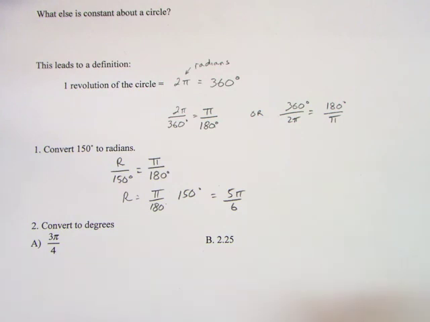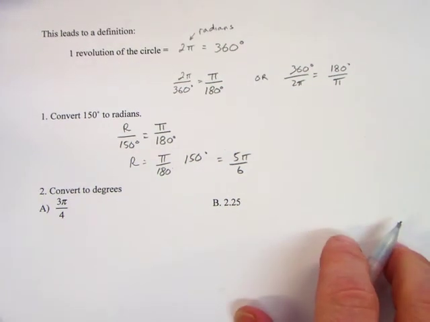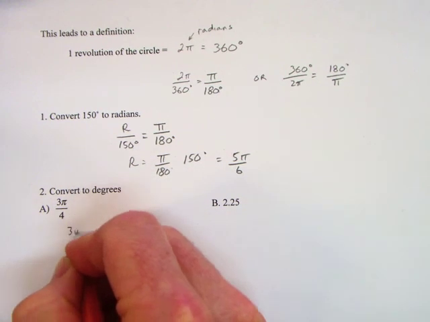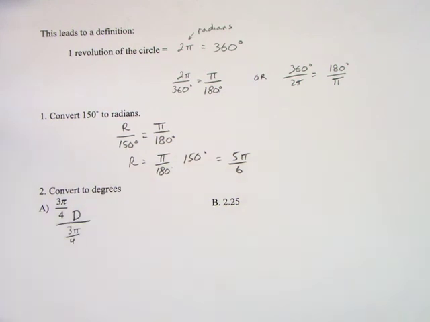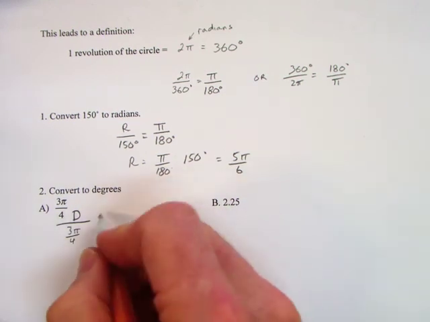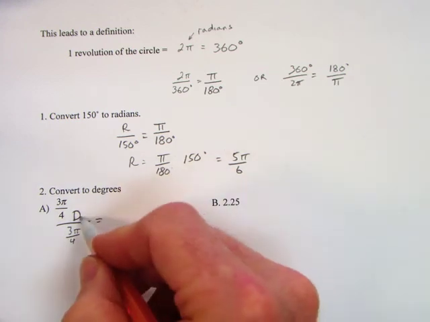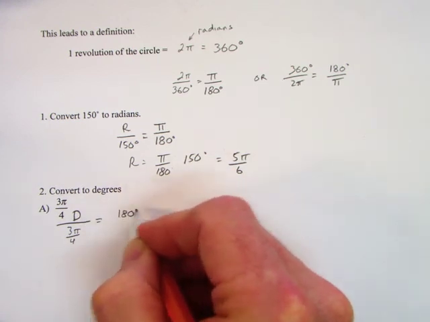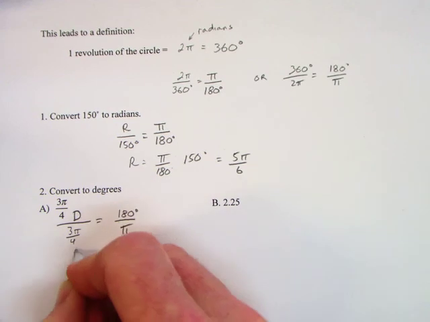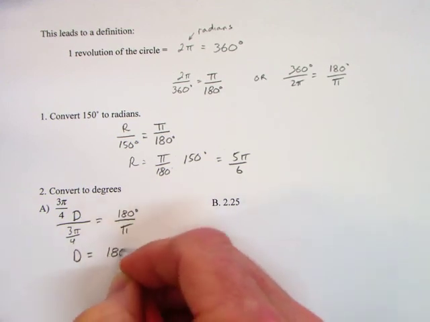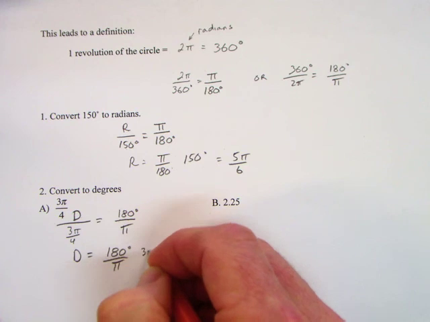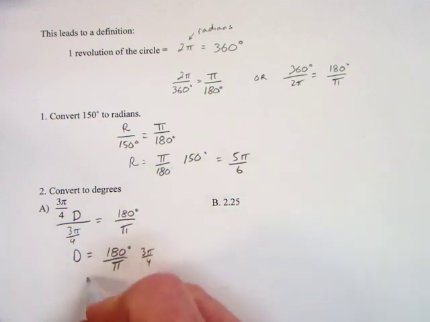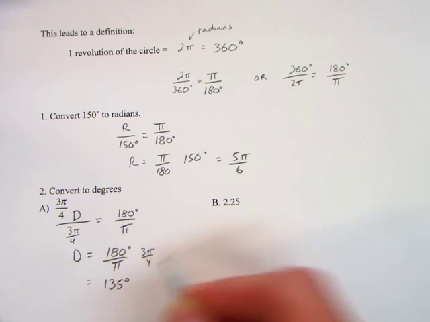Now go ahead and do these two, and then check the video. So we have 3 pi over 4, and this time we're going to convert that to degrees, so I'm going to put d over that. I'd prefer to have my variable on the top. Since the degrees are on top, I want 180 degrees on the top over pi, so d equals 180 degrees over pi times, and we'll multiply both sides by 3 pi over 4. The pi's will reduce, and we're left with 135 degrees.